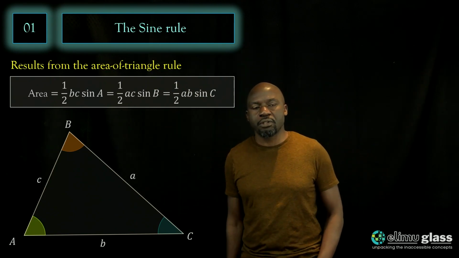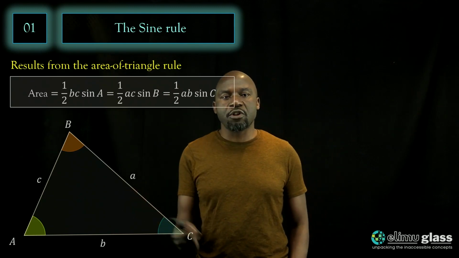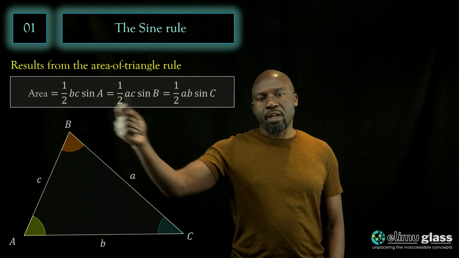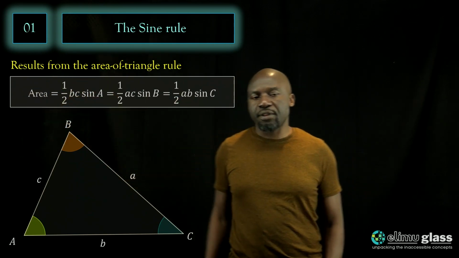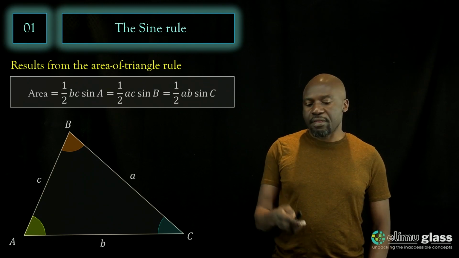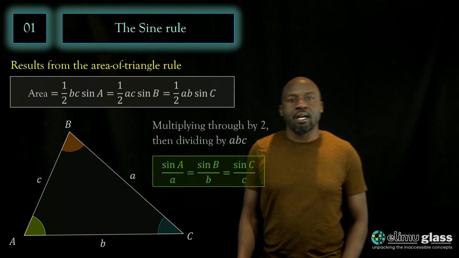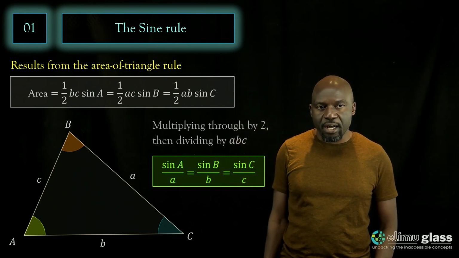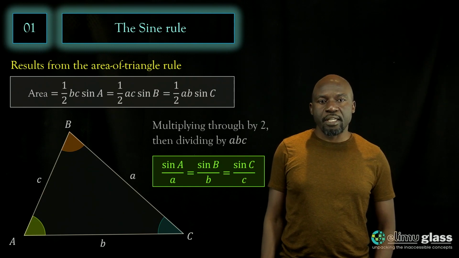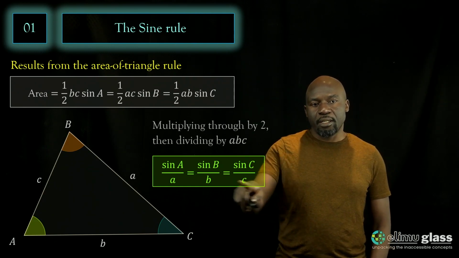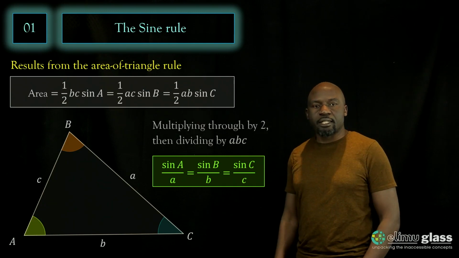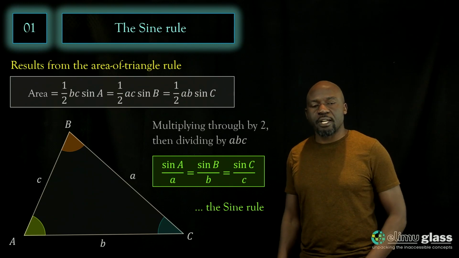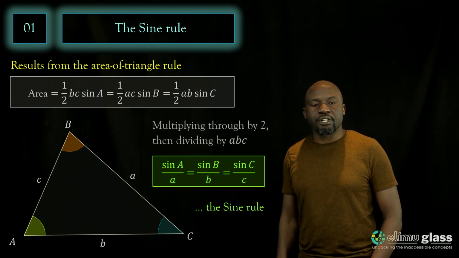All those three formulas are referring to the area of the same triangle, so they are equal. If we remove the area bit, and then multiply everything by 2 to get rid of the half, and then divide by lowercase a, b, c, you should end up with this formula here, and that's it. This is what we refer to as the sine rule. So the sine rule is just an extension from the area of a triangle rule.